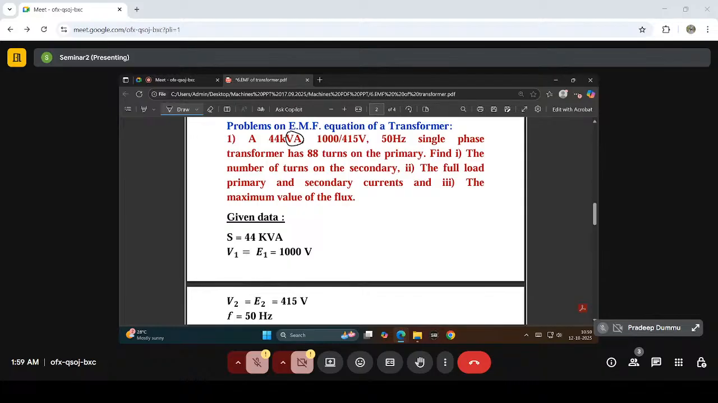S is equal to S formula, unit 1, V1 into I1. Voltage into current gives you apparent power.